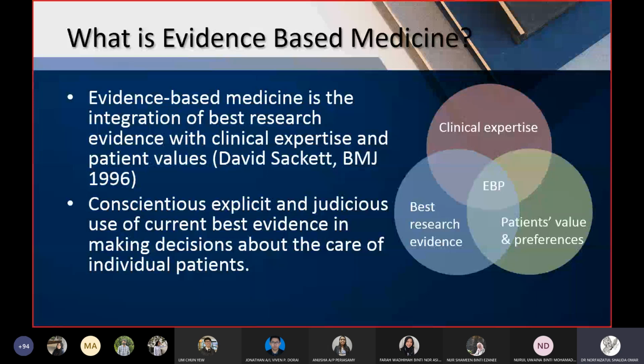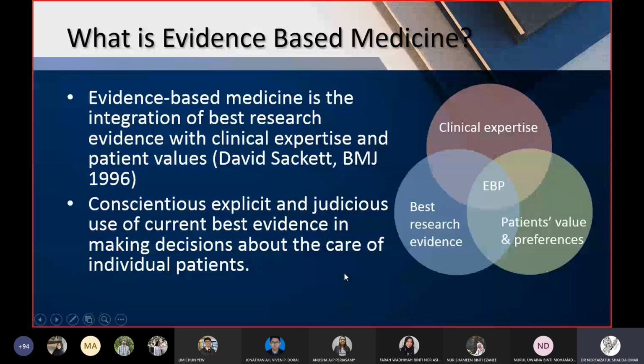This evidence-based medicine is based on research, so you need a strong research background in order to educate your patient. It doesn't mean that you need to do the research; it just means that you need to read more from the publications. Basically, it's the use of current best evidence in making decisions about the care of individual patients.